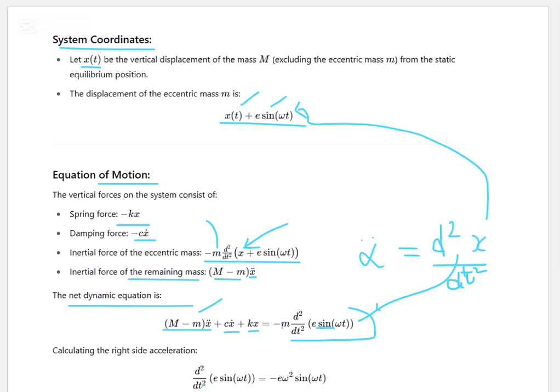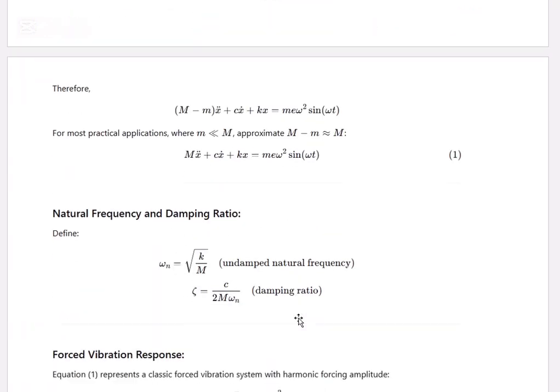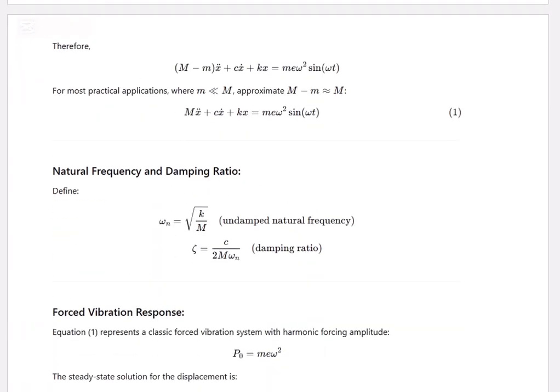So d squared by dt squared of e sine omega t: we calculate the right side acceleration. You can take e out, minus omega squared sine omega t. Then if you multiply with the mass, you get the force. Therefore (M minus m) times acceleration plus c x dot plus kx equals m e omega squared sine omega t. Since small m is much less, M minus m is approximately M only. So M x double dot plus c x dot plus kx equals m e omega squared sine omega t.